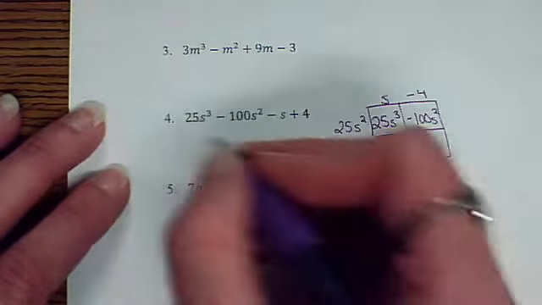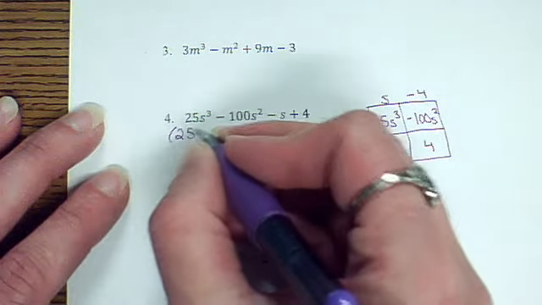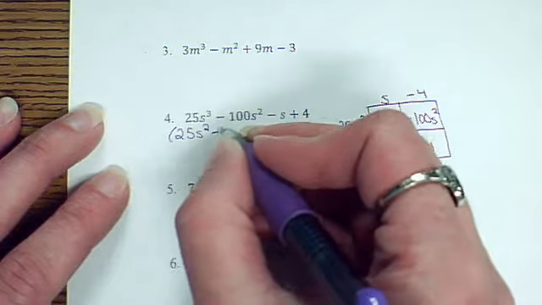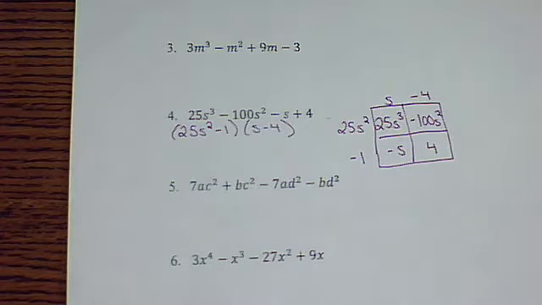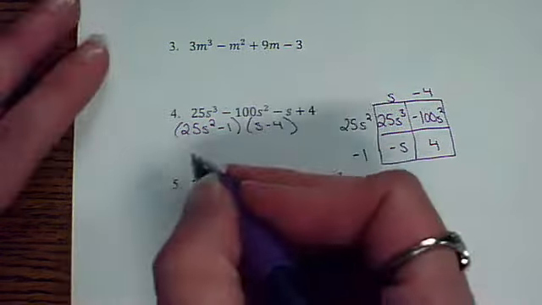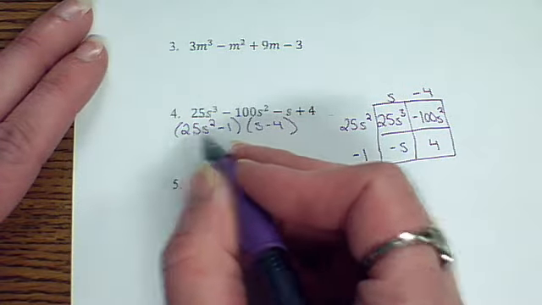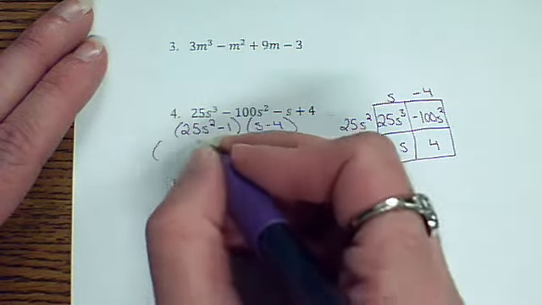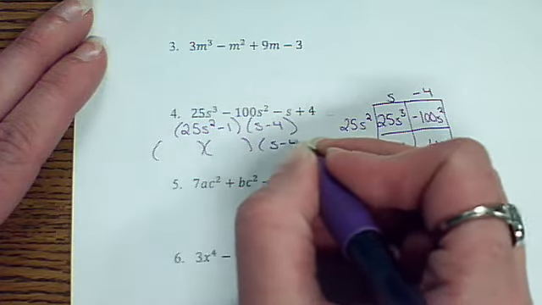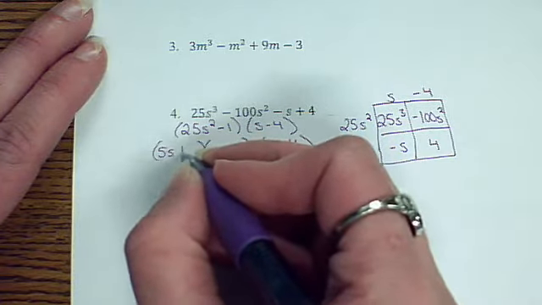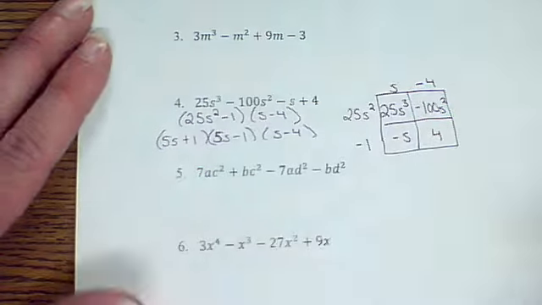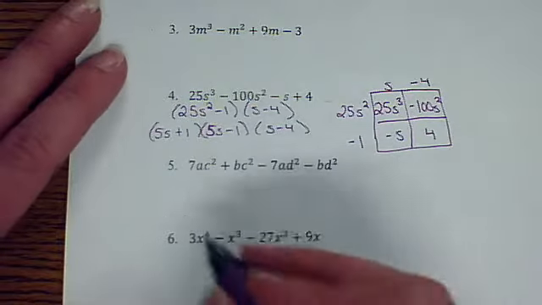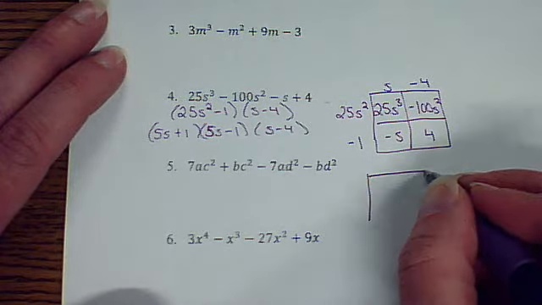So I'm on the right track. So that gives me 25s squared minus 1 and s minus 4. I'm almost done, but I want to check, do I have the difference of 2 squares here? If I do, I can go again. 25 is definitely something squared, and 1 is definitely a perfect square. So that would give me 5s plus 1, 5s minus 1, and s minus 4. And you're done.